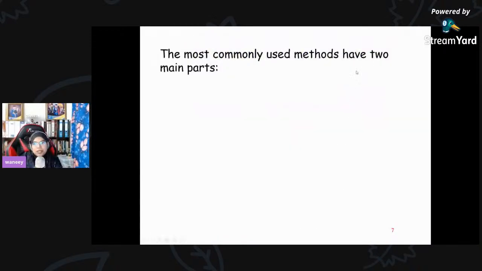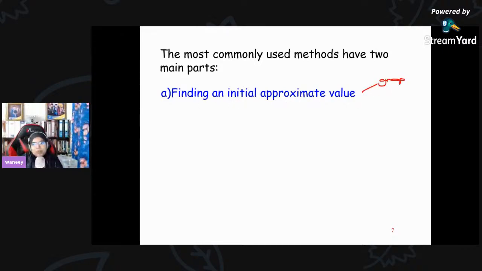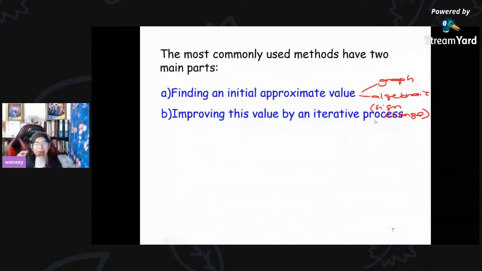The most commonly used method has two main parts. The first one, we want to find an initial approximate value. This is basically what we are going to learn in the first part of the lecture, where we find an approximate value by either using the graphical method, or the algebraic method, or by finding the sign change. And then the second part is improving this value by an iterative process. That is the second part of this lecture, where we are going to learn how to do the Newton-Raphson method.